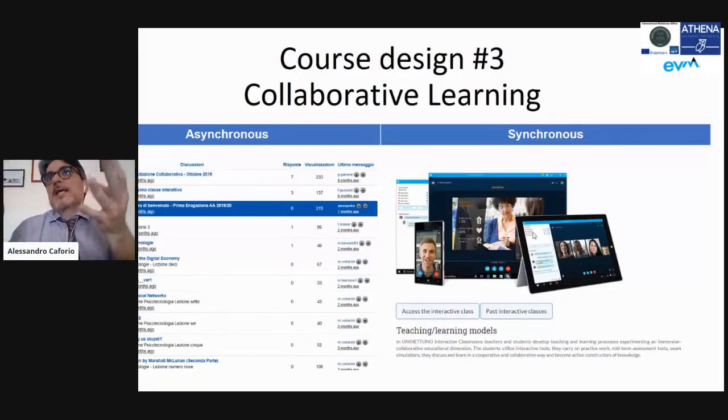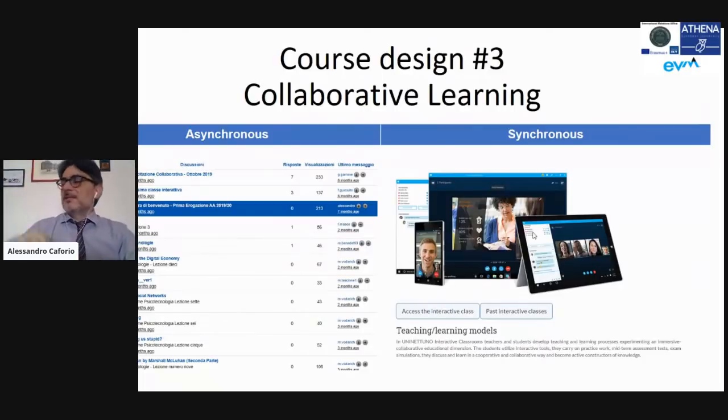The interactive class system is a synchronous tool, so students need to be connected at the same time in the same room. We did a lot of experimentation. We tried several platforms. And finally, some years ago we decided on Skype for Business for a very specific reason.